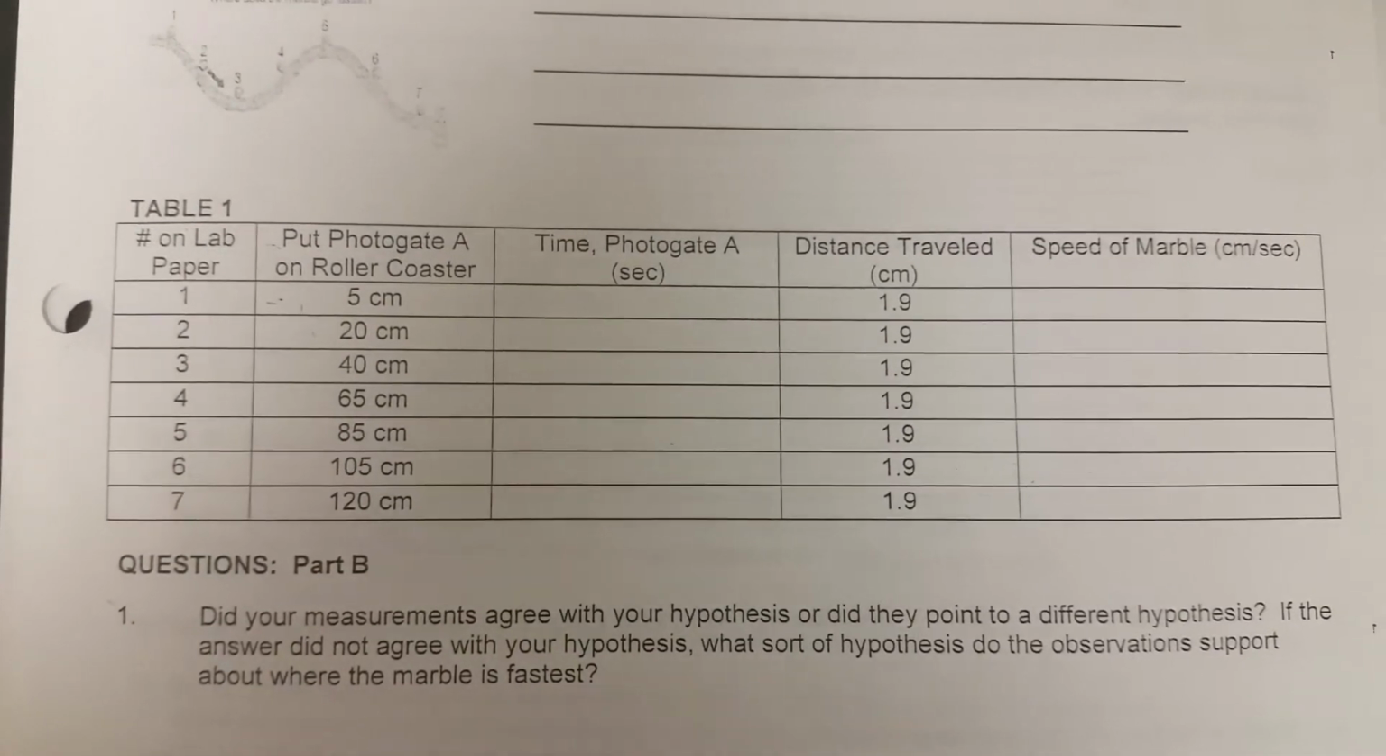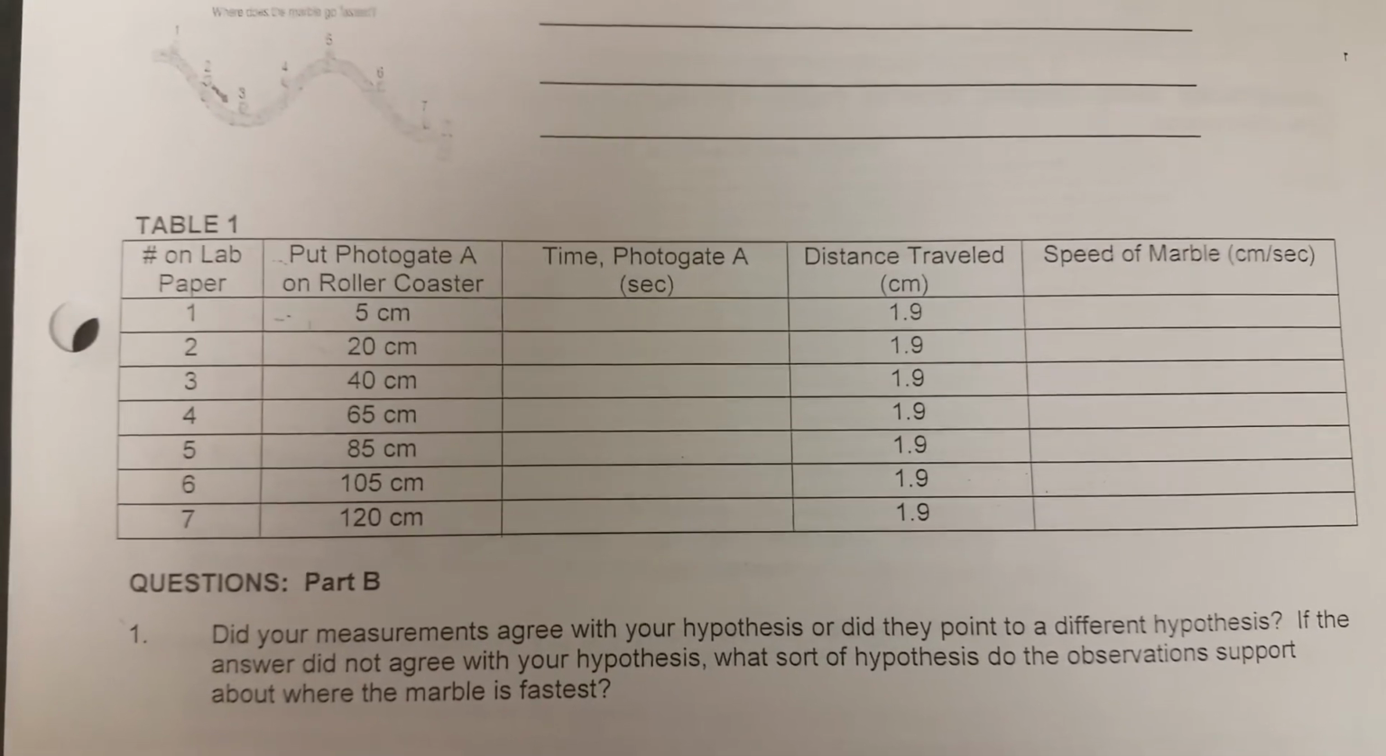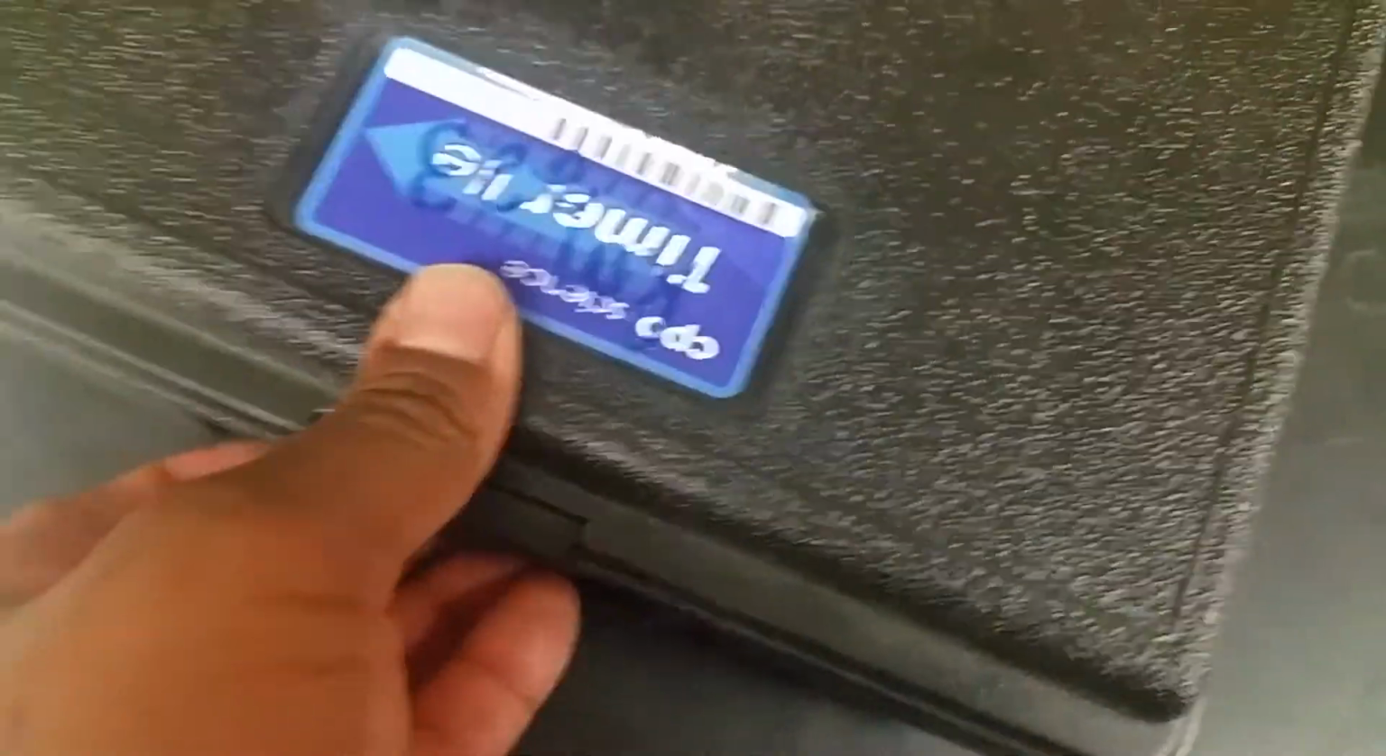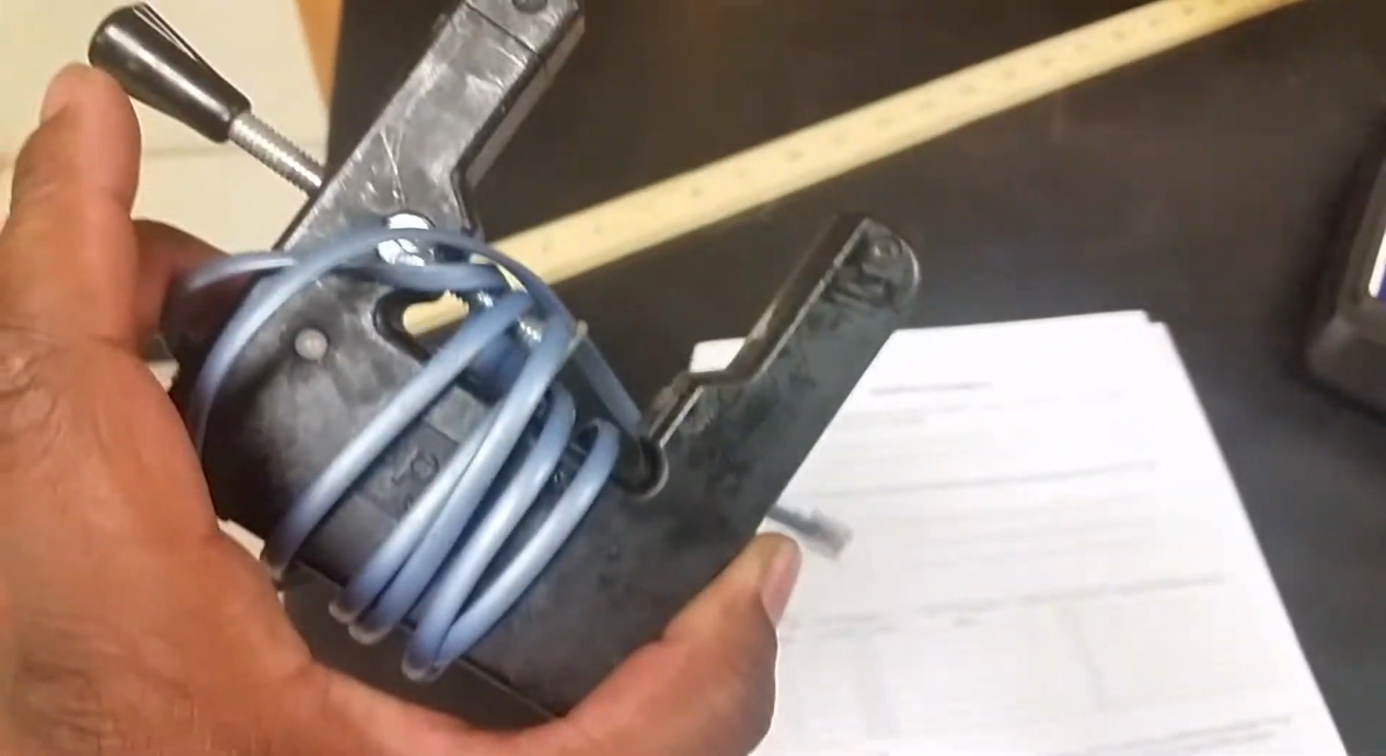Look at your table and see what's going on. You're going to have one photo gate here, and you only need one. You do not need 2 photo gates. Remember, the photo gates are these things that are right here. They're kind of sticky, that you guys don't like touching. This is a photo gate. You only need 1 for this lab.